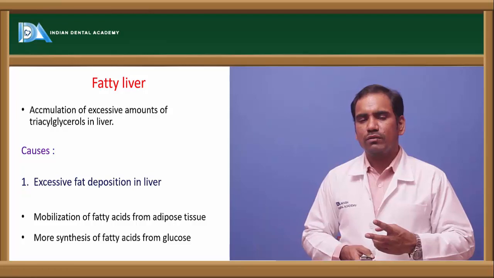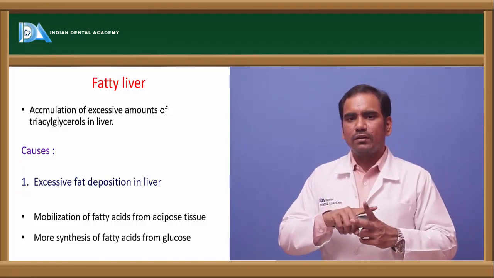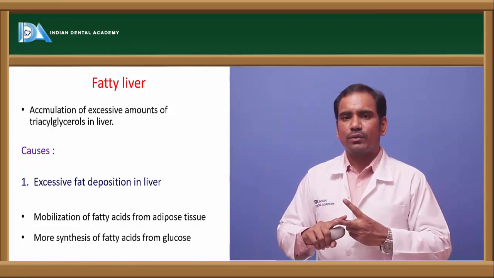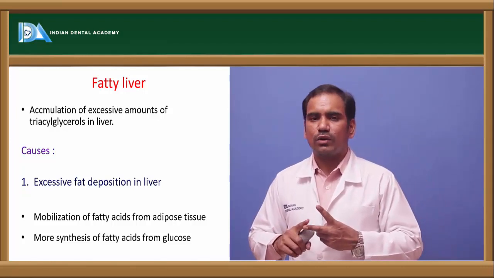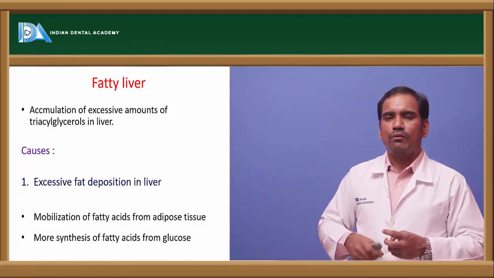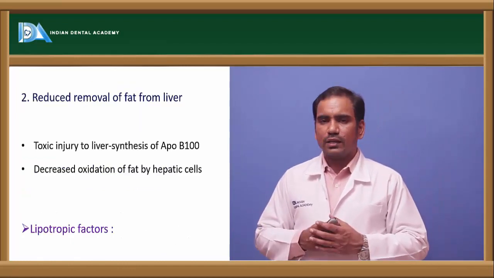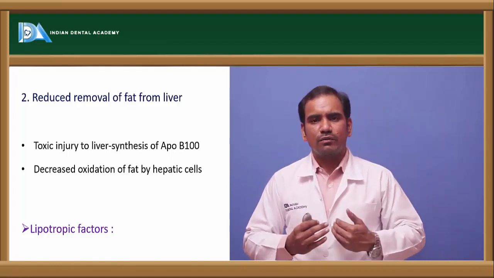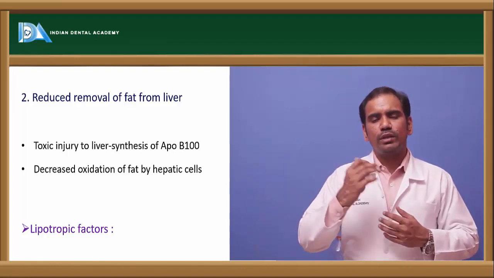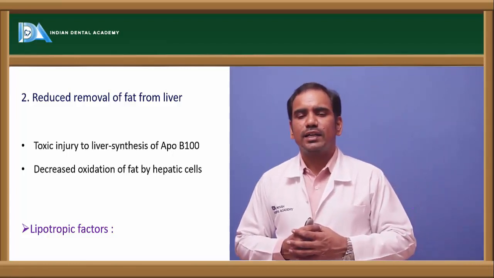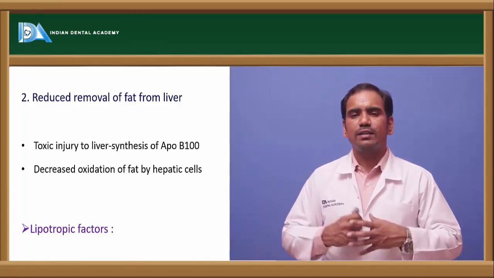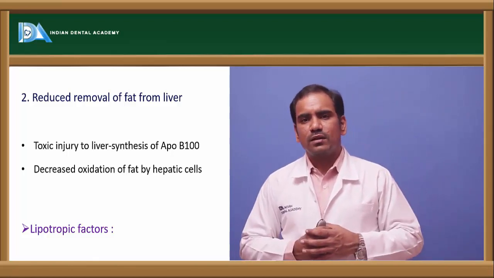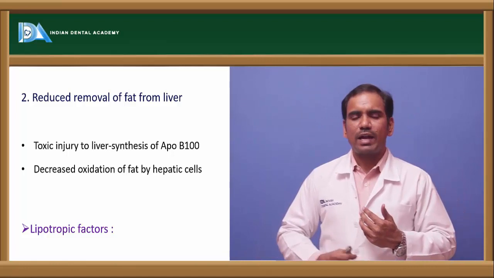That is mainly because of excess mobilization of fat from the adipose tissue, and excess synthesis of fat from glucose. Whatever you are taking in excess can be converted into fat. Coming to the second cause, it is reduced removal of fat from the liver. Whenever the liver fails to remove fat, that leads to increased deposition of fat in the liver, and that results in fatty liver. So what are the main causes of reduced removal of fat from the liver?